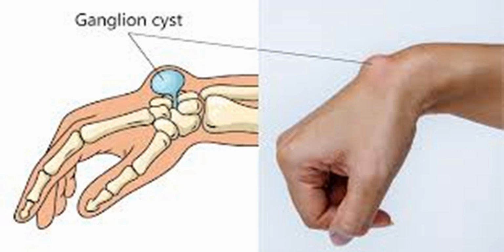Conclusion. Ganglion cysts are common, benign lumps that often resolve on their own or with minimal intervention. However, if they cause pain, discomfort, or limit movement, medical treatments like aspiration or surgery can provide relief. If you notice a persistent lump or experience symptoms related to a cyst, it is important to consult a healthcare provider for a proper diagnosis and treatment plan.